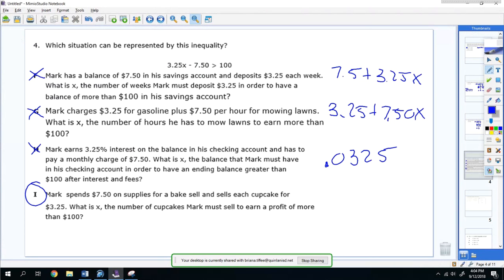Mark spends $7.50 on supplies for a bake sale and sells each cupcake for $3.25. What is x? The number of cupcakes Mark must sell to earn a profit of more than $100. So he has $3.25 per cupcake minus the $7.50 he spent on supplies. And he wants a profit of more than $100. Good.